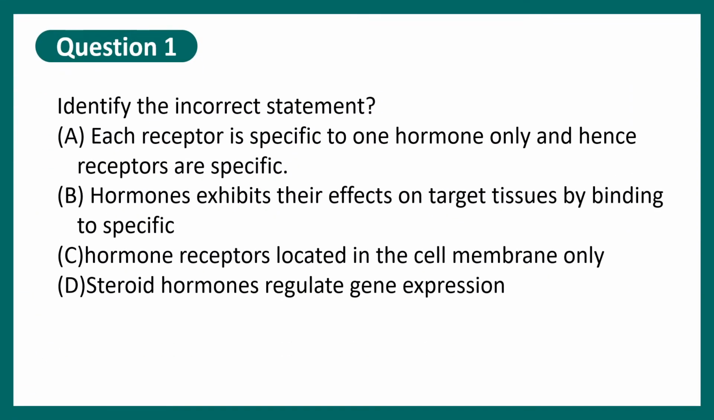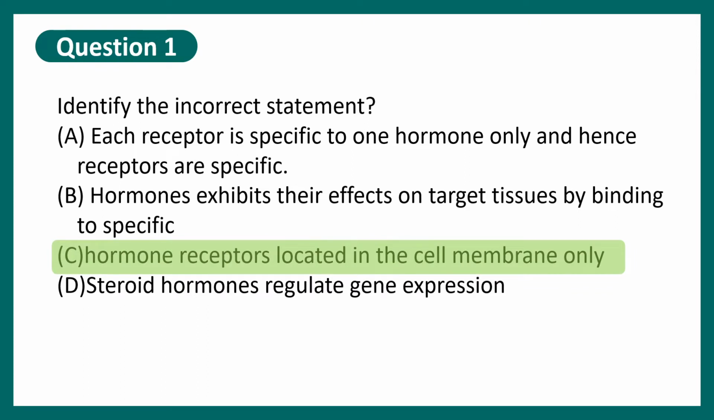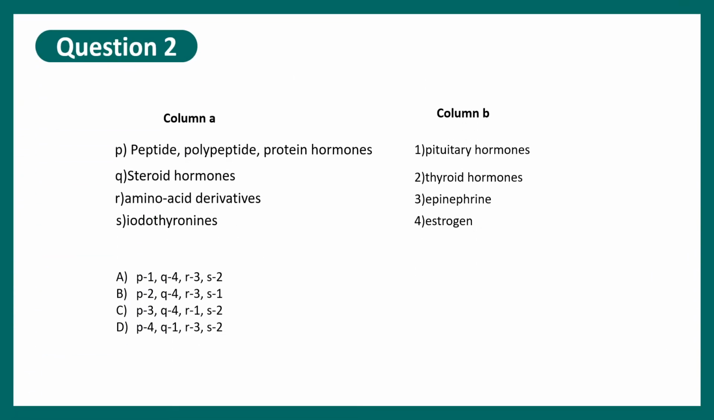Question 1. Identify the incorrect statement. Each receptor is specific to one hormone only, and hence receptors are specific. Hormones exhibit their effects on target tissue by binding to specific receptors. Hormone receptors are located in the cell membrane only. Steroid hormones regulate gene expression. So the incorrect statement is that hormone receptors are located in the membrane only, because we know many hormone receptors are located intracellularly as well.